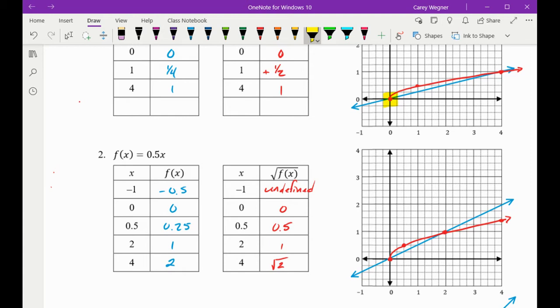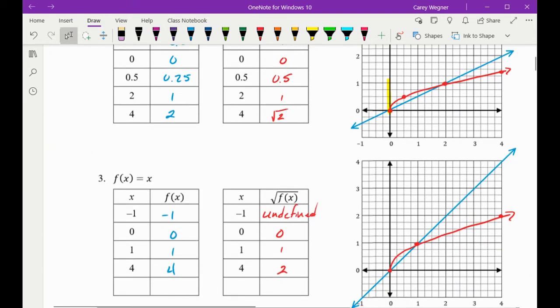Whenever I have a y value that is in this region here between 0 and 1, my red graph is above the blue graph. Here as well, you'll see for y values between 0 and 1, the red graph is above the blue graph. And here where y values are between 0 and 1, the red graph is above the blue graph.